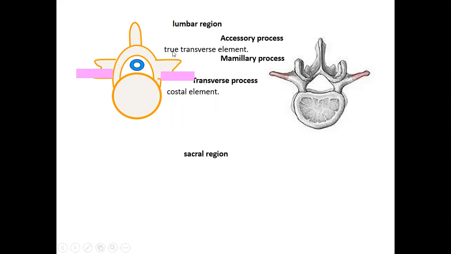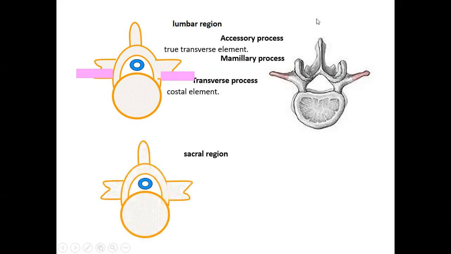Not only that, the true transverse element also forms the mammillary process. So that means the true transverse element forms these two, the accessory process and the mammillary process. So where is the mammillary process? The mammillary process is here at the tip, the smaller one. At the tip here, we have the mammillary process, and this is the accessory process. So the true transverse element forms the accessory process and the mammillary process.